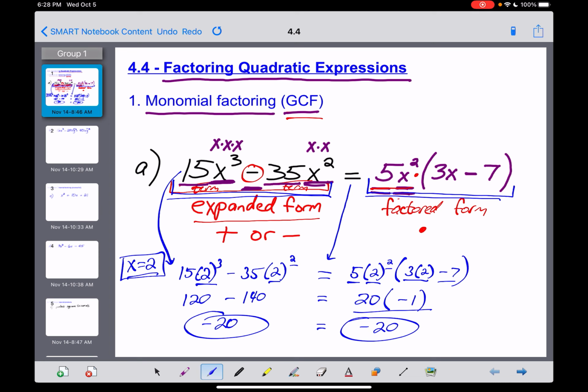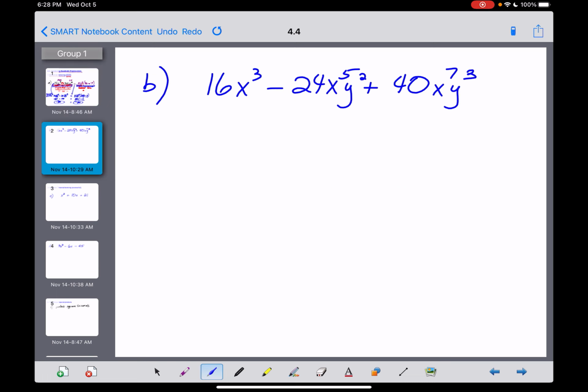Okay, so that's called monomial factoring. You pull out your GCF in front, and then with what's left over in parentheses, that's the second factor. Okay, hopefully that rings a bell, guys. Let's do one that's a little bit more complicated than that. This one is a trinomial expression with multiple variables in it. Okay, we can handle this. So let's take a look.